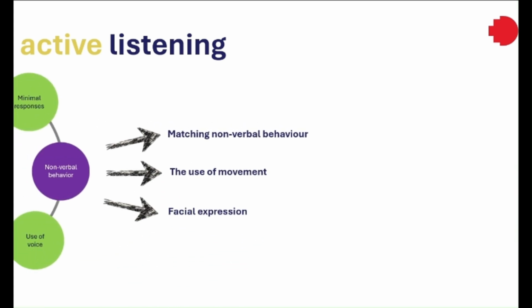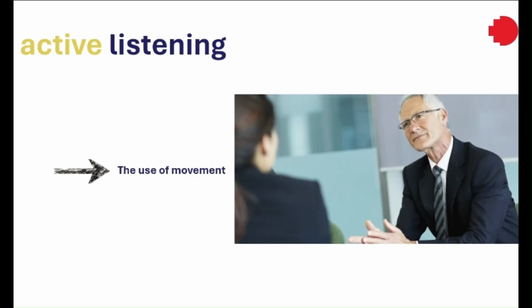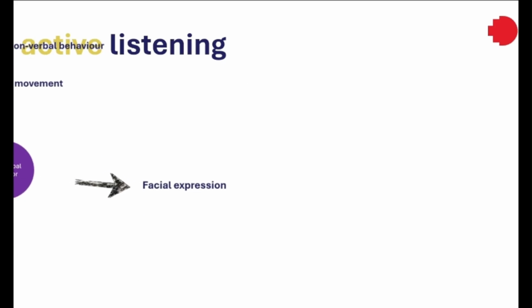We can also think about movement and how this can be used by the counselor to denote active listening. For example, when someone is talking about something distressing or painful, we can lean forward, showing that we are actively listening. We can do this to show that we are tuning in with what they're experiencing and we are able to see the world through their eyes.